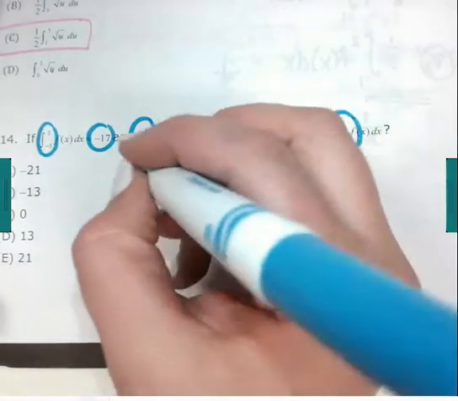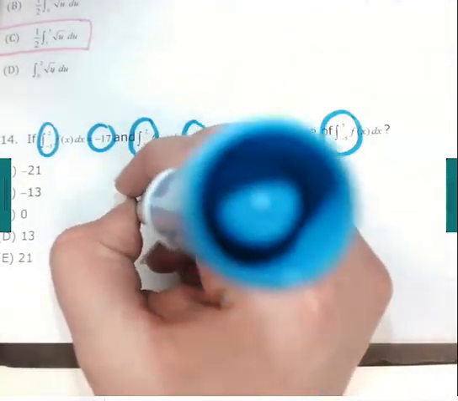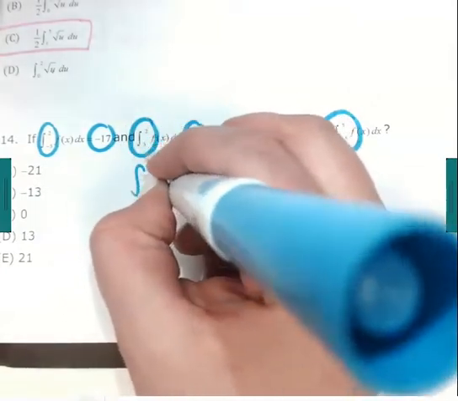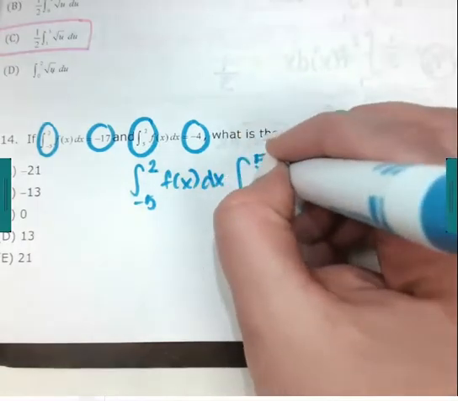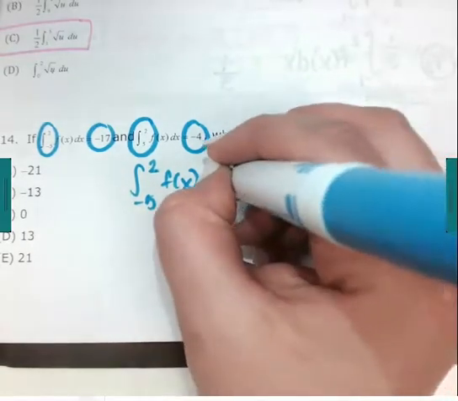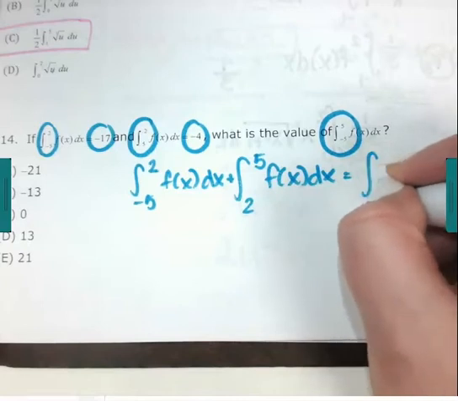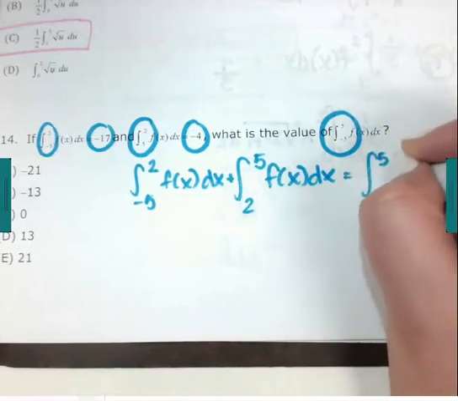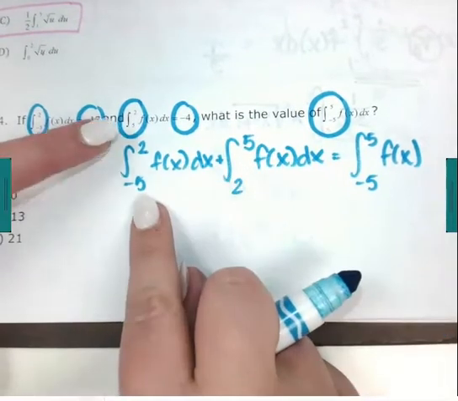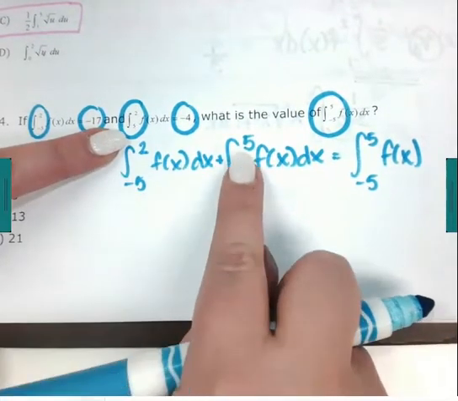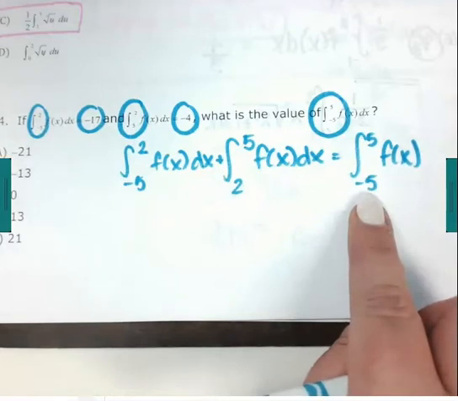So remember, there's a property that says if I integrate from negative 5 to 2, and then I keep integrating from 2 to 5, instead of keeping those separate, I can just go from negative 5 to 5. Do you remember that property? If I go negative 5 to 2, but then pick up at 2 and go to 5, I can just take the 2 out and integrate straight through.